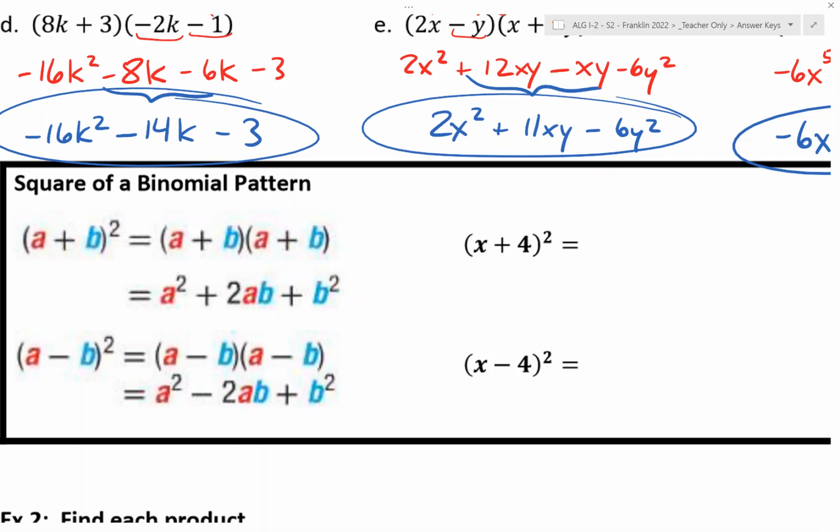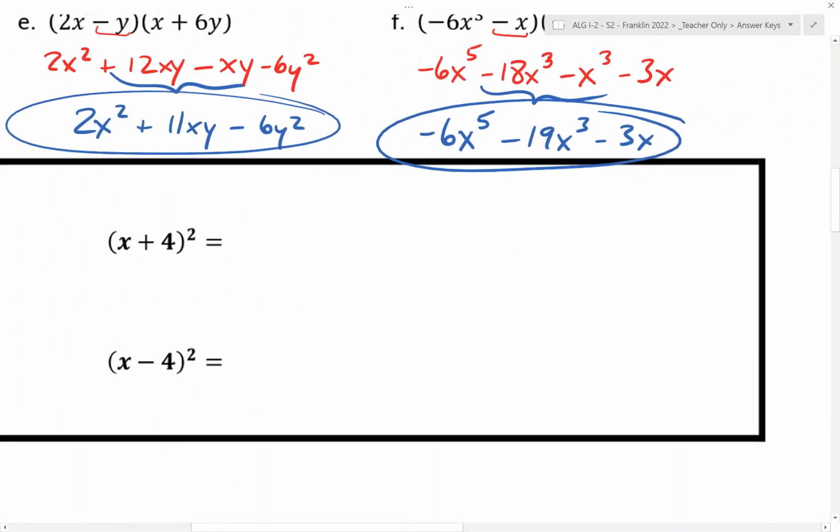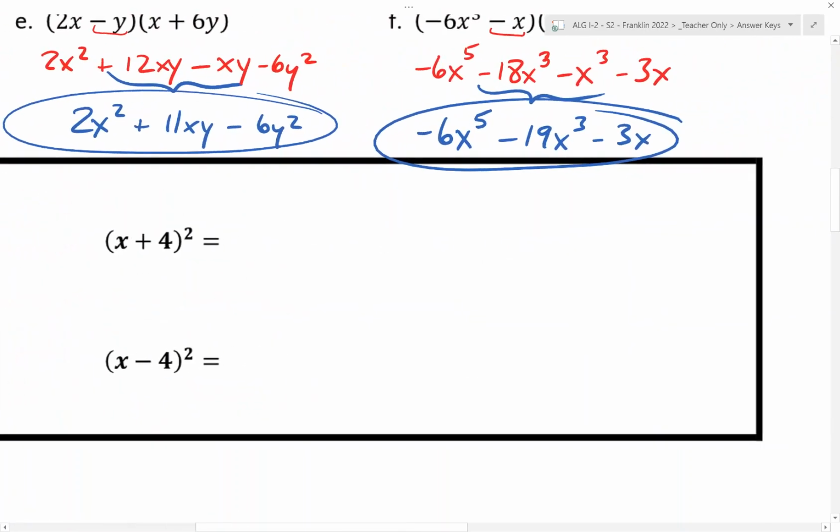But you can see when you have (a + b) squared, you're going to end up with a squared plus 2ab plus b squared. And then (a - b) squared, that middle term changes to a minus, but the rest is the same. But again, instead of trying to memorize that pattern, I would say just rewrite the problem as (x + 4) times (x + 4), or (x - 4) times (x - 4).